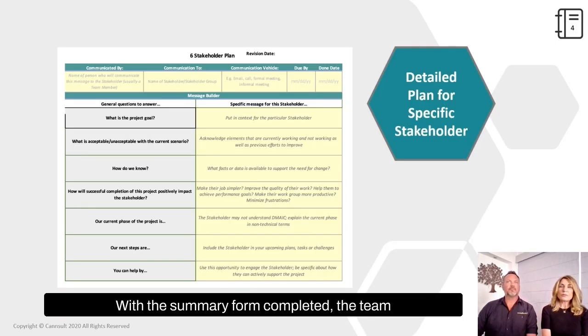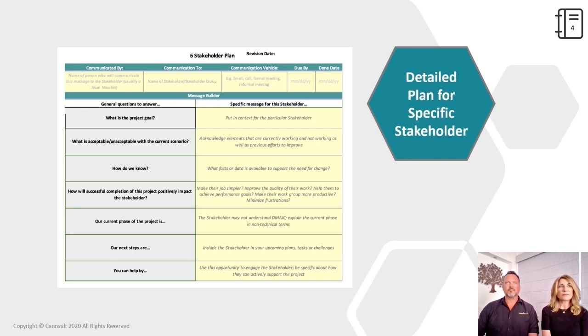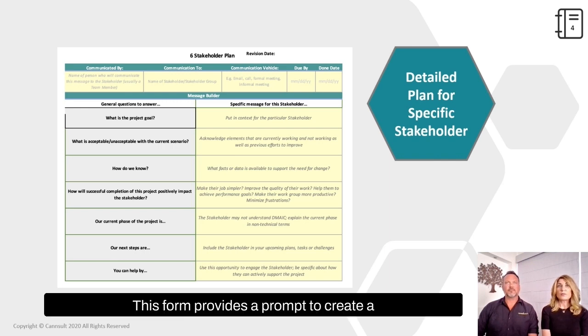With the summary form completed, the team can continue to create the initial communication or message to each stakeholder. You can consolidate your messages as long as the stakeholders have the same point of view or perspective. This form provides the prompts to create a meaningful message targeted specifically to the stakeholder. The ability to get others in the organization to be enthusiastic about your project is a key to success, and our advice is to start building support early.